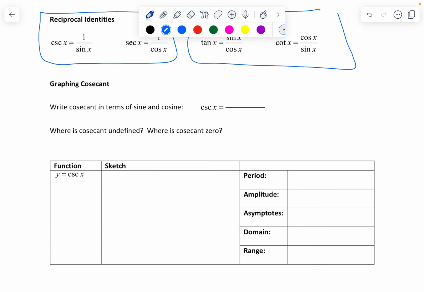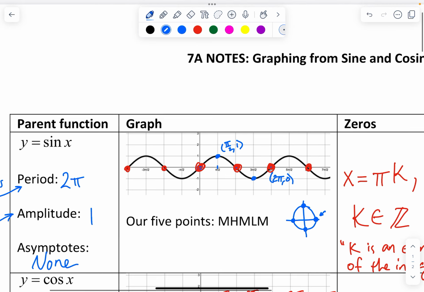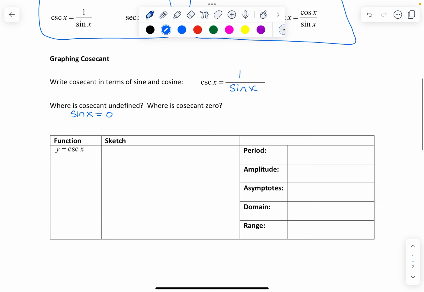Write cosecant in terms of sine and cosine. Well, we just said cosecant is 1 over sine of x. So where is cosecant undefined? Keep in mind, you're not Chuck Norris. You can't divide by 0. So cosecant is undefined anywhere sine of x equals 0. Well, where does sine of x equal 0? If only we just wrote that down, which we did. Sine of x here equals 0 at pi k. Okay, so it's going to equal 0 when x equals pi k.